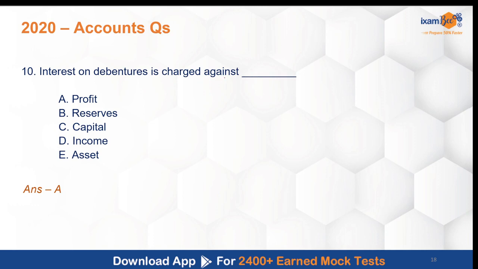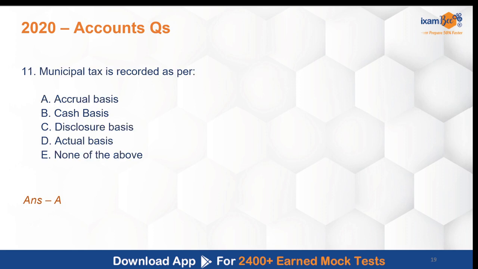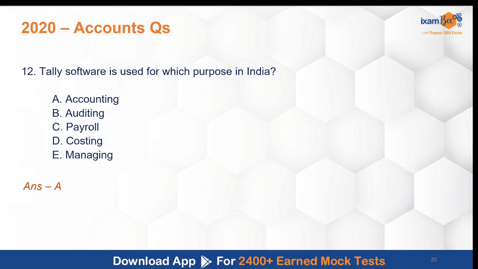So interest on debenture is a compulsory expense that is to be charged against the profit. So it is a part of the profit and loss account of the company. Municipal tax is recorded as per what? All the accounting entries are made as per the accrual basis. So here it was a straightforward question. We do it as per accrual basis and all.